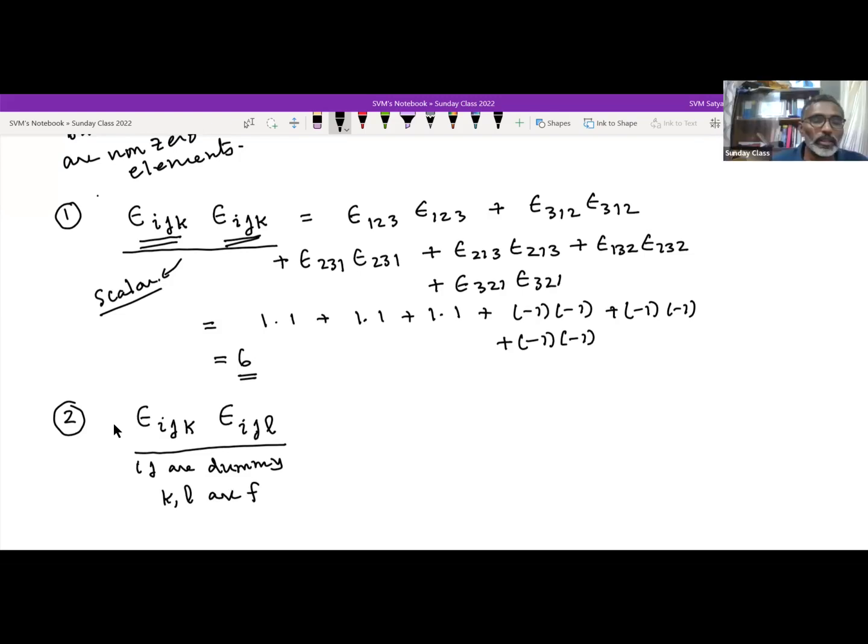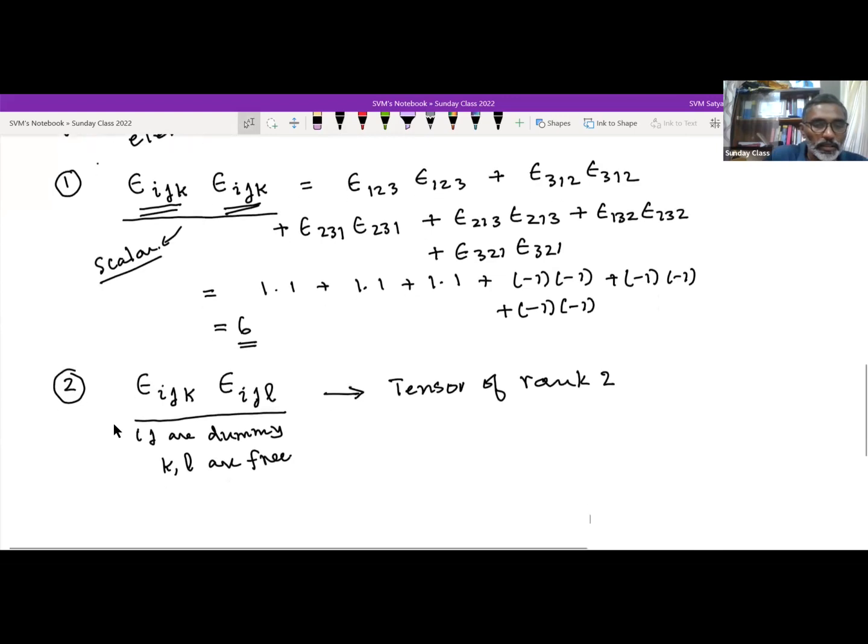So what is the quantity? This quantity is a tensor of rank 2, because there are 2 free indices. So it will be a rank 2 tensor. Now what is the tensor? That is what we would be interested in.